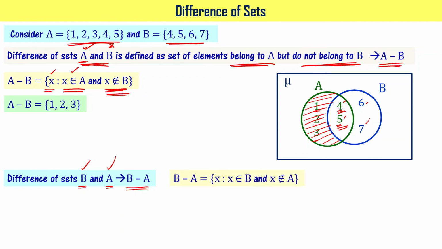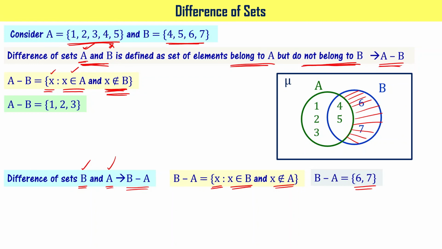B minus A means it is the set of elements X such that X belong to B and does not belong to A. X belong to B and does not belong to A. When you say that, what you have to look for is, I'll show you, the elements that belong to B but not belong to A. When you say that, you will be shading only this part because you don't want to enter into set A. So what are the elements which are present only in B but not in A? Those are 6 and 7, right? B minus A has got two elements, 6 and 7.